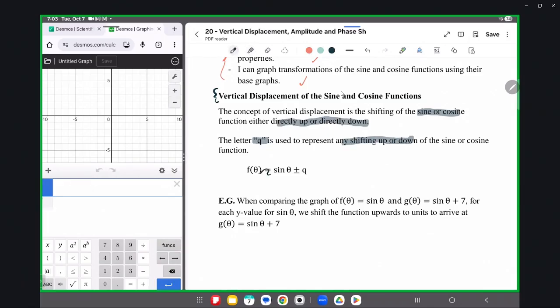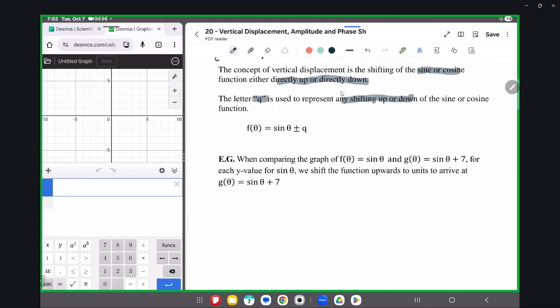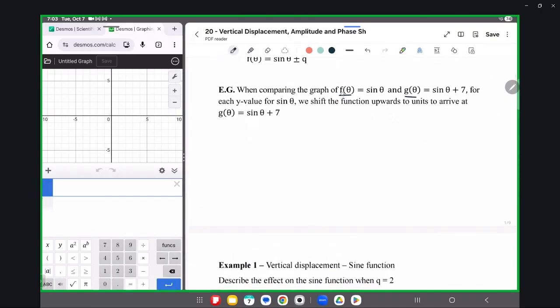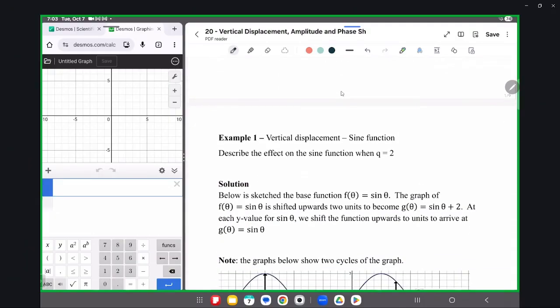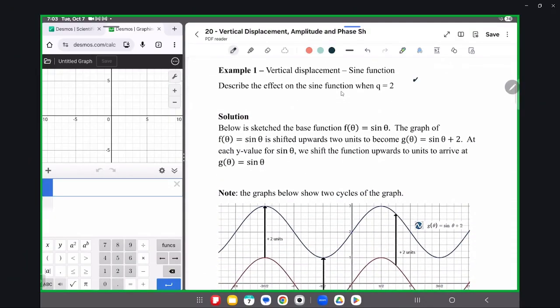Suppose you have f of theta is equal to sine theta plus or minus q, and you want to compare, say, f to g. G of theta is defined to be sine theta plus 7. All that means is for each value of sine theta, we shift the function upwards 7 units. Seems simple enough. Let's see what this looks like. And again, I sketched out this one in the interest of time, but we'll go ahead and study this on our own afterwards to see how we do this.